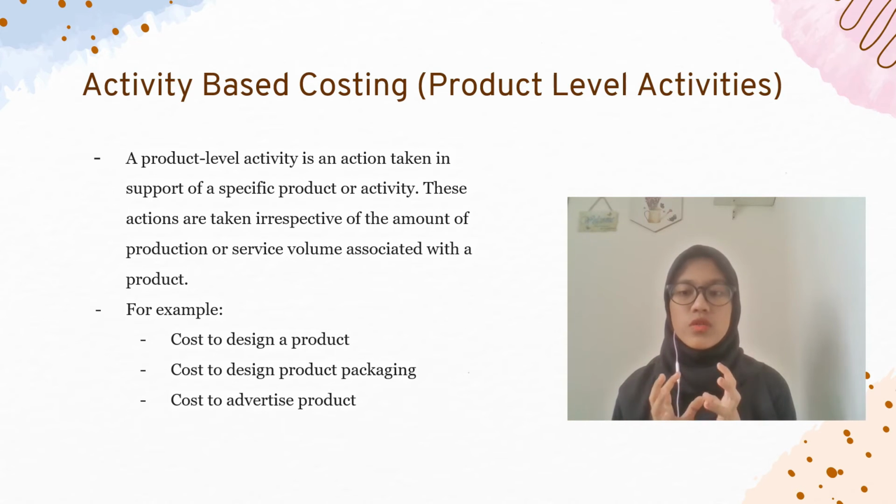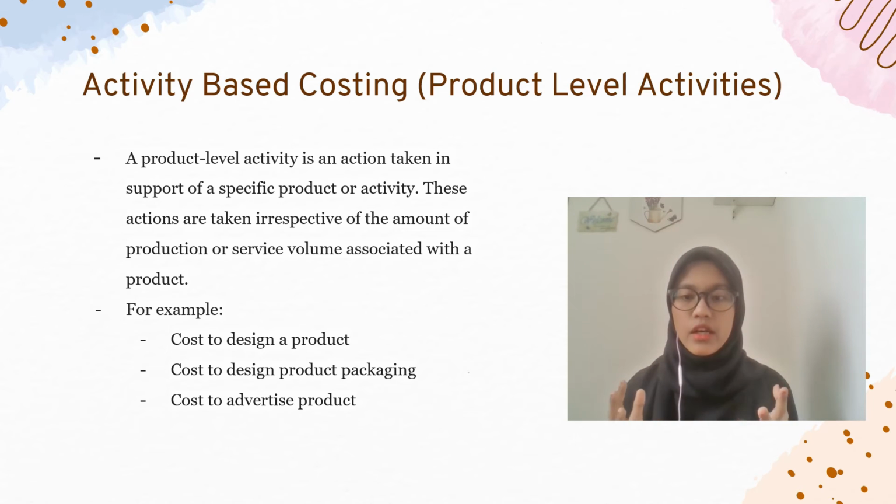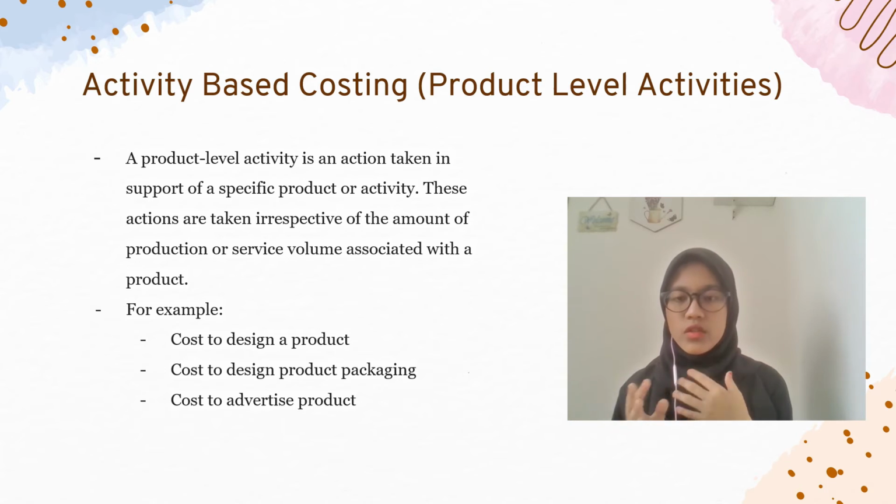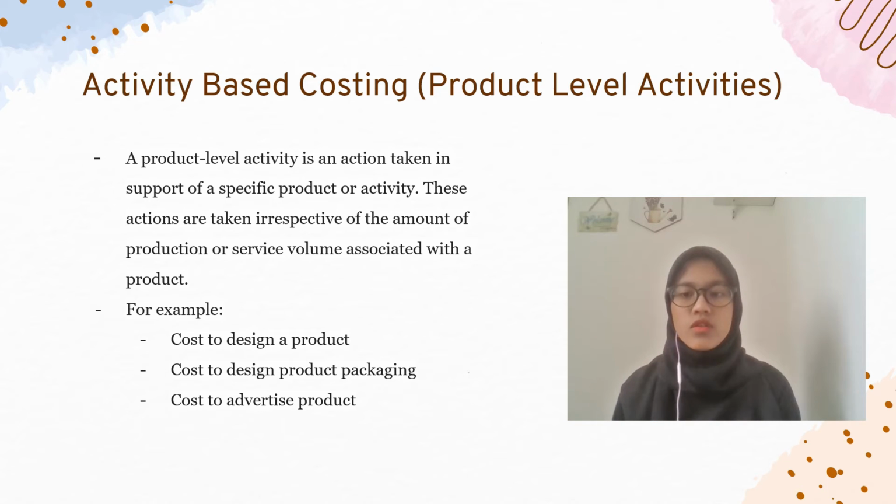So, for example, the cost to design the product. There are many levels in order to design the product, such as the research and development part, the prototype, and tooling, and so on. So this product level activity is based on how we produce those products, the cost we incur to produce the product. So that's all about the difference between activity-based costing and traditional costing.